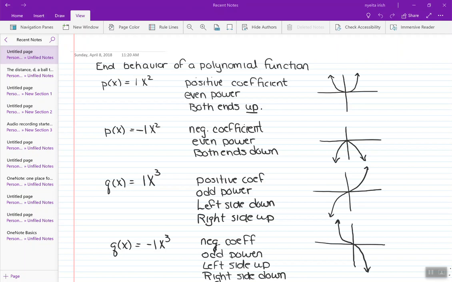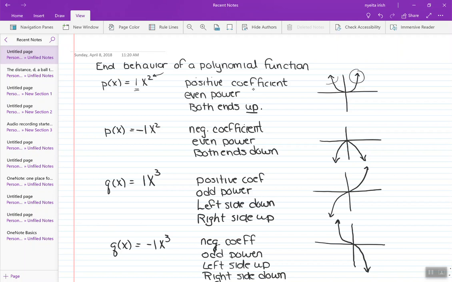When you're asked to find the end behavior of the polynomial function, we're really just asking what the left side is doing and what the right side is doing. So if you look at p of x equals 1x squared, we're interested in the coefficient, that's the number in front of the variable, and the degree, or the biggest power of that. In this case, the biggest power is 2. It's the only power there.